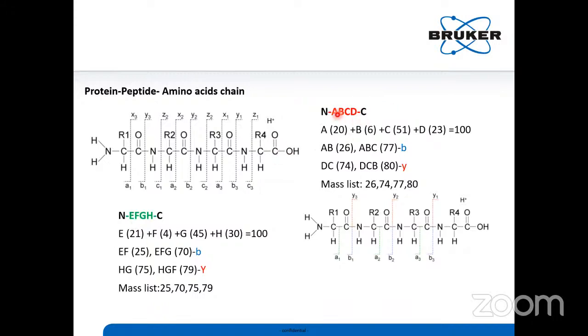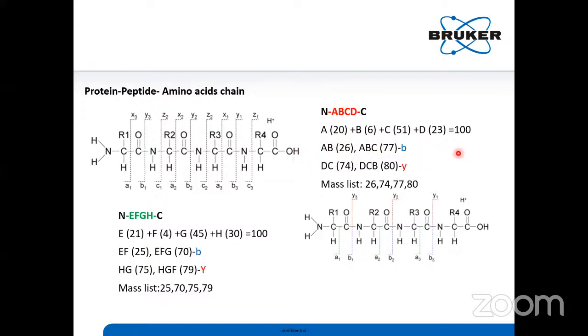When I do fragmentation, this ABCD will break. We call these the N terminal and C terminal. If it is Y ions, it will start from the C terminal. If it is B ions, it will start from the N terminal. Normally in a protein sequence, I hope you know the N terminal and C terminal sides, and the same thing continues for all peptides here. So for this ABCD peptide, if it is B ions, it will generate A, AB, ABC, ABCD.